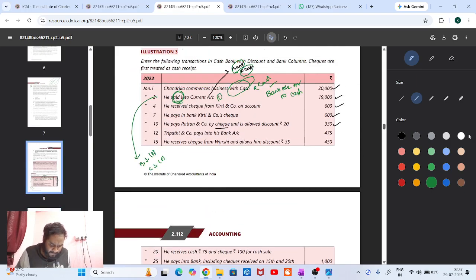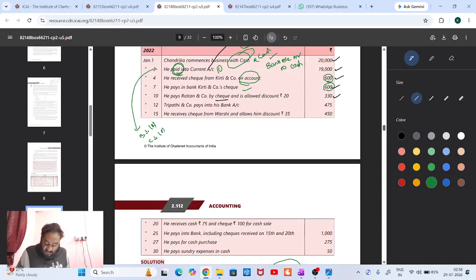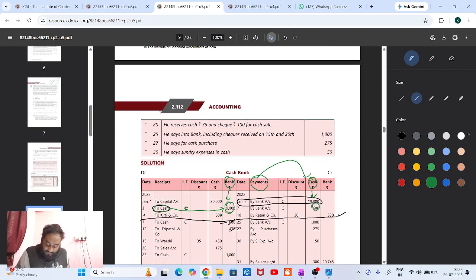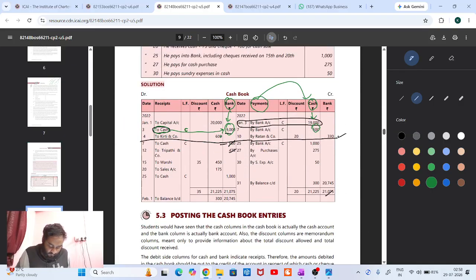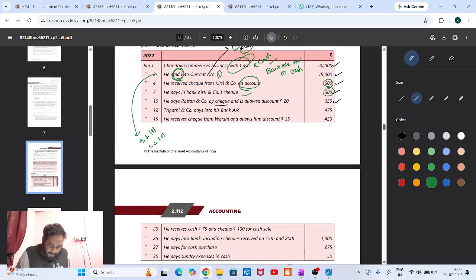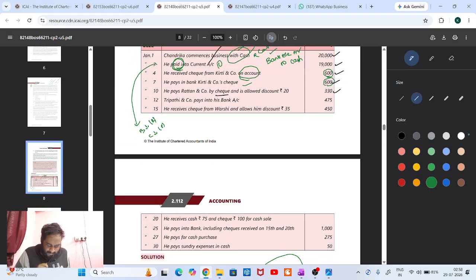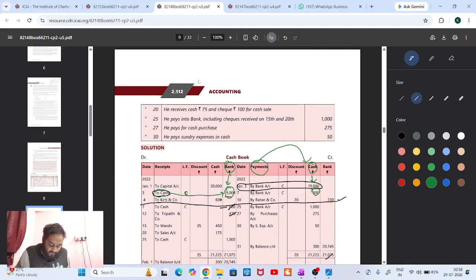Wait a minute. On account. He received a check from Kriti and Co on account. And he pays check. It will also set off again. He received check from so and so for 600. Why is it in cash? Why is it in cash?